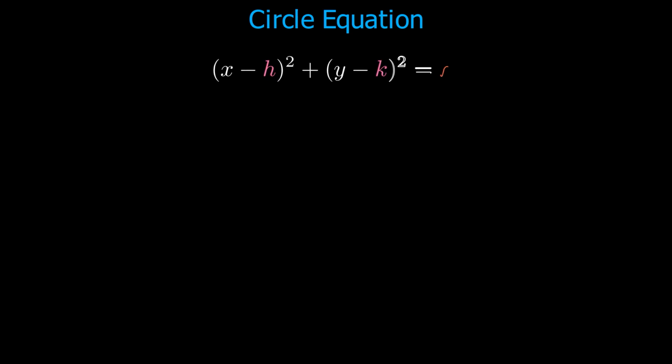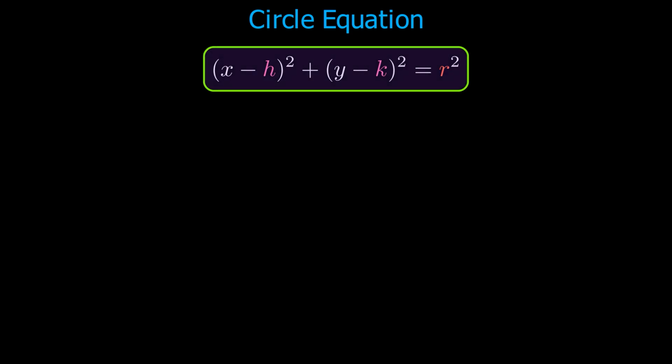In this video, we will look at the equation of a circle and how to graph it. Let's start with the equation of a circle. The equation of a circle is defined as (x - h)² + (y - k)² = r², where h and k are the center of the circle and r is the radius of the circle.